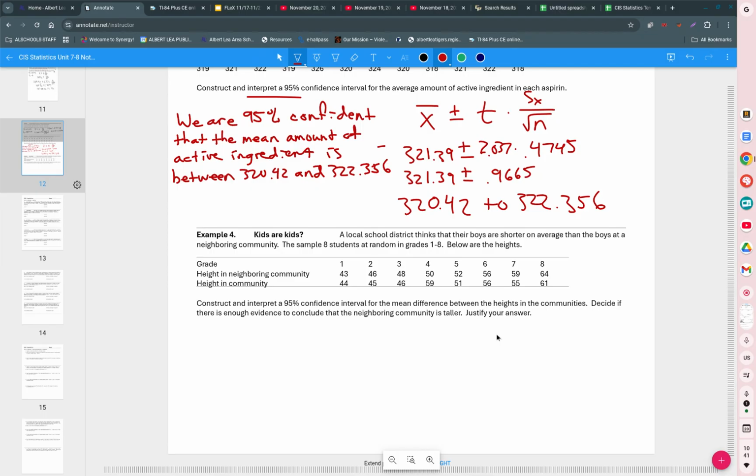Statistics doesn't give exact answers. It gives our best indication that we have. And hopefully that's good enough. You know, you could say that, if the people making the pills are like, well, we need at least 320, then we're good to go. And they would be confident in that scenario.